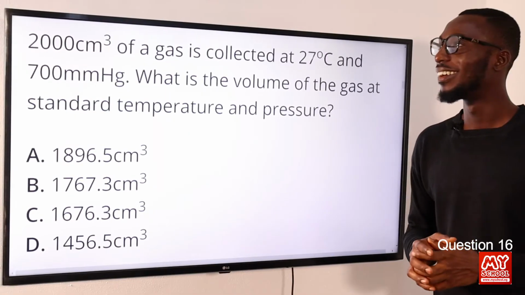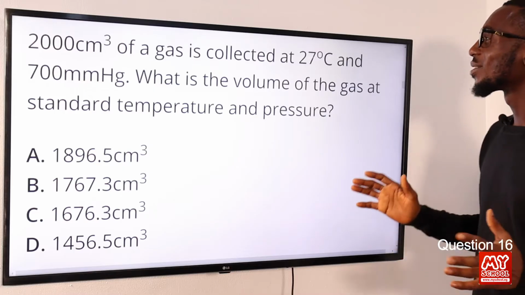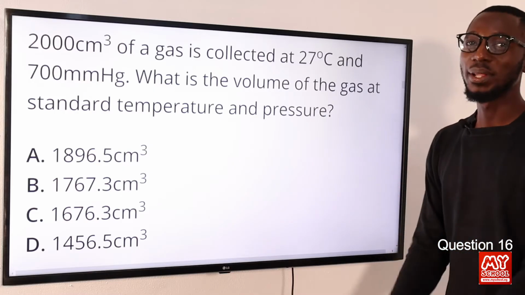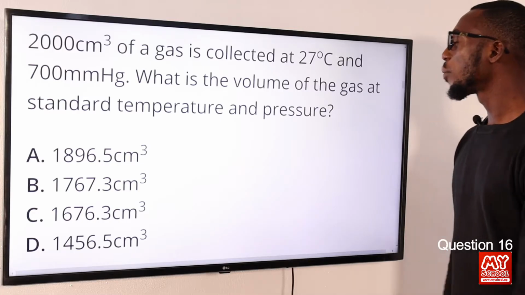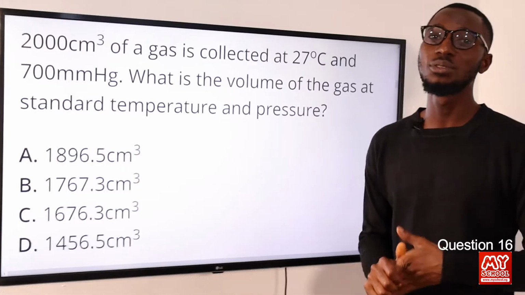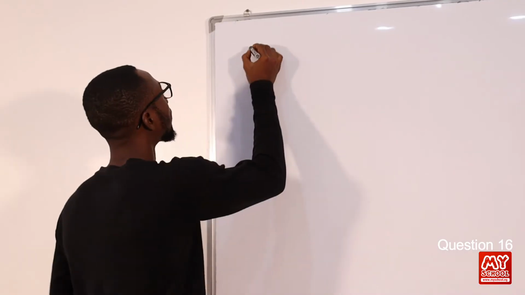Question 16. 2000 centimeter cube of a gas is collected at 27 degrees Celsius and 700 millimeter mercury. What is the volume of the gas at standard temperature and pressure? So we just have to use P1 V1 over T1 equals P2 V2 over T2. So we have to make V2 the subject of the formula.